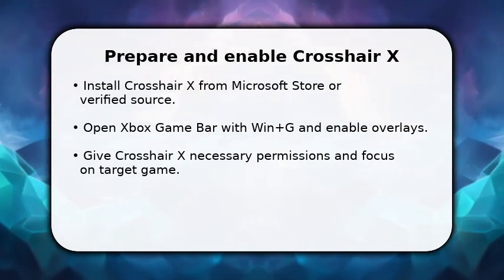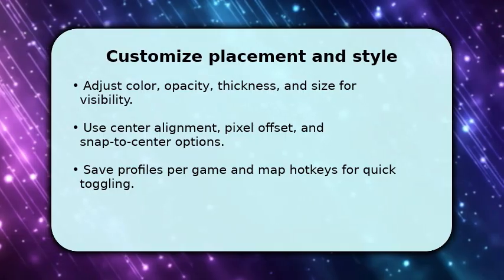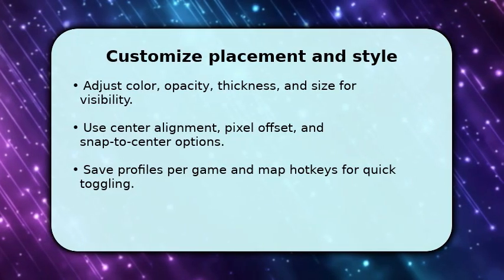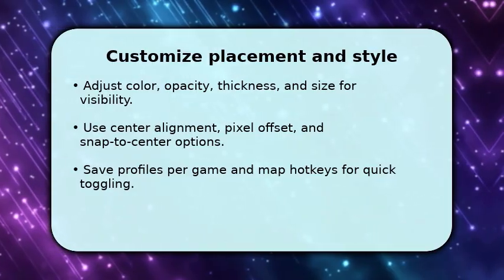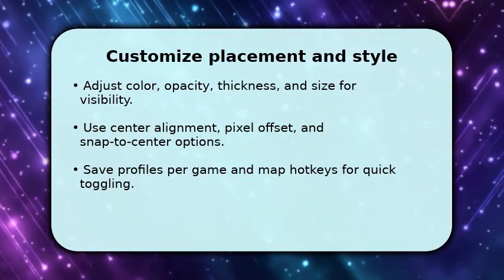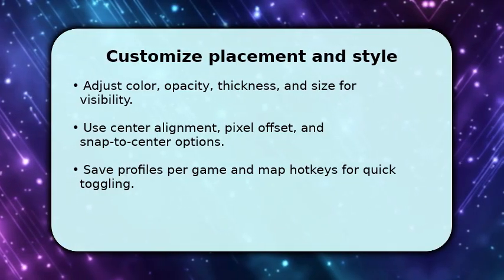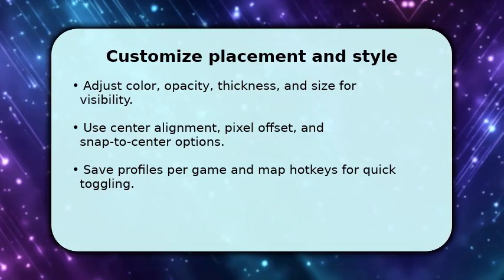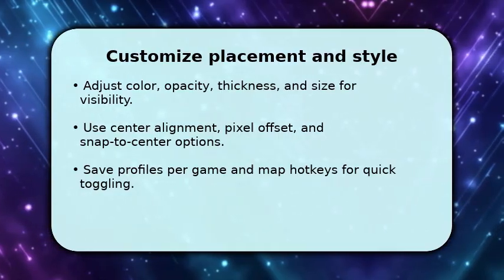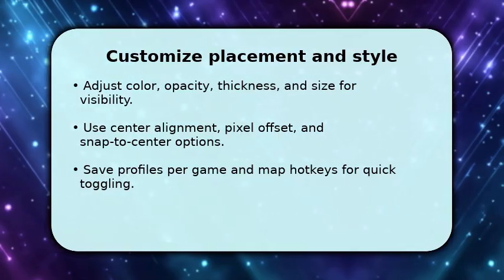style. Now customize the look and placement so the crosshair is useful, not distracting. Change color and opacity for contrast against different maps, then tweak thickness and size until the reticle feels natural. Use the pixel offset and center alignment tools to ensure exact alignment with your game's aim point. This matters in games with dynamic camera offsets.